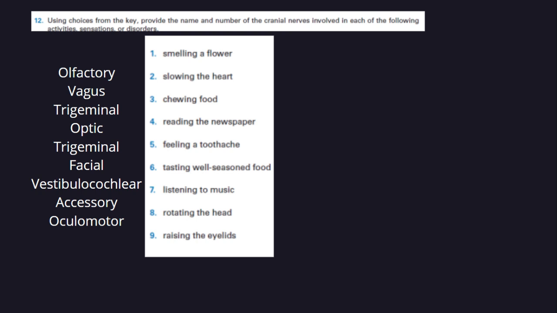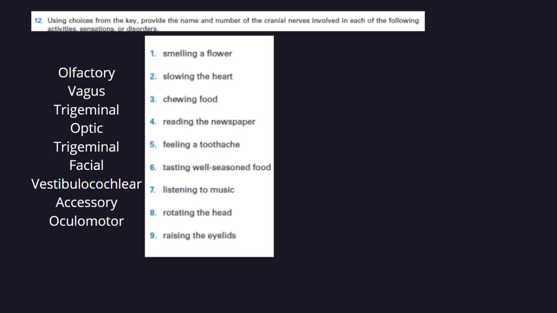Number 3, chewing food. Our answer is trigeminal. Number 4, reading the newspaper. Our answer is optic. Number 5, feeling a toothache. Our answer is trigeminal. Number 6, tasting well-seasoned food. Our answer is facial. Number 7, listening to music.